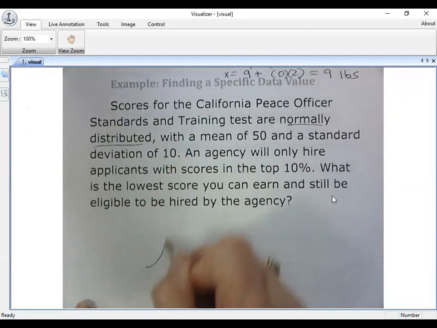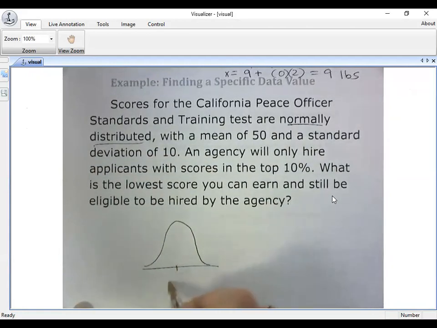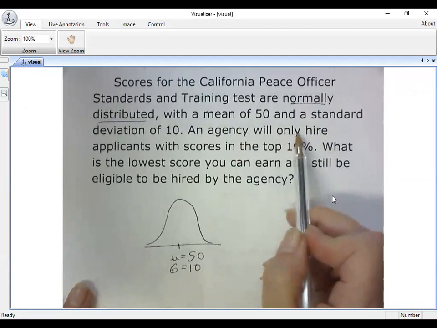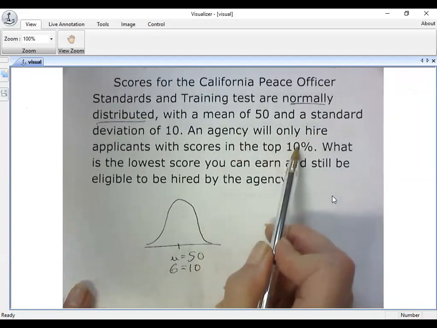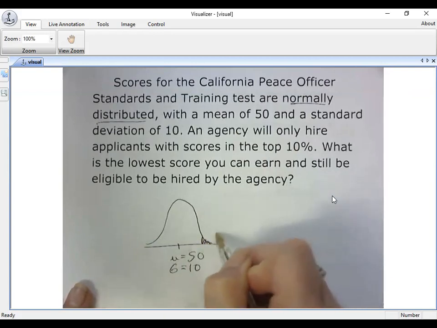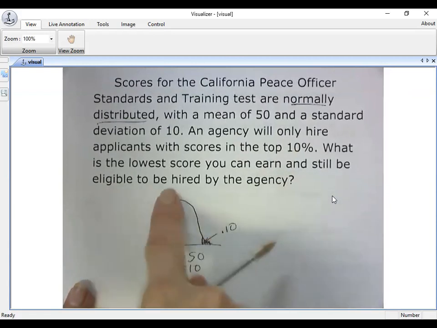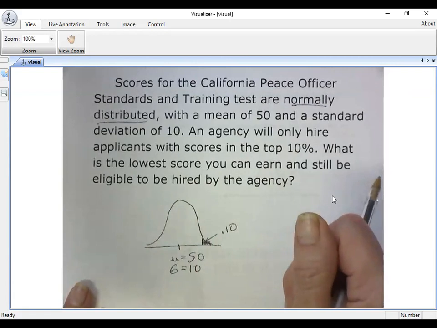So I'm going to sketch a little curve here. Tell me the information that I know. Mean is 50. Standard deviation is 10. An agency will only hire applicants with scores in the top 10%. So if my scores are in the top 10%, does that mean I'm looking for something in the right tail or the left tail? Right tail. Top 10%, that's when I have an area that's 0.10, correct? So I've got to figure out the lowest score you can earn and still be eligible to be hired by the agency. All right, how would you want to do that?